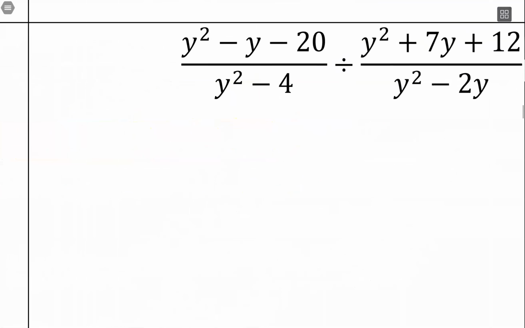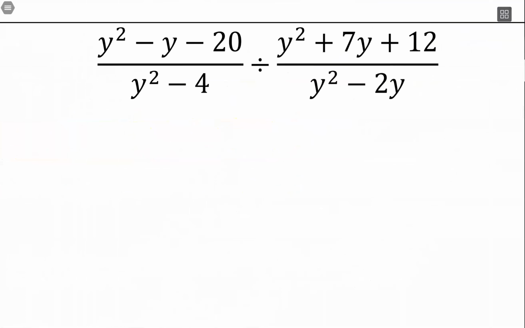All right, our last one here has lots of factoring for us to do. But first, before I factor, you could do this in one big step too. You can factor and take care of the keep, change, flip. Let's do it all together. So we're going to keep our first expression like that. I'm going to factor the numerator.